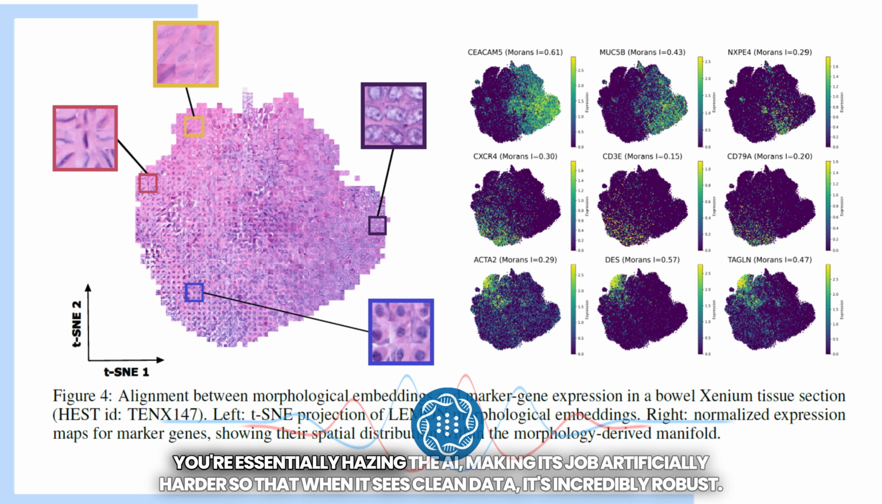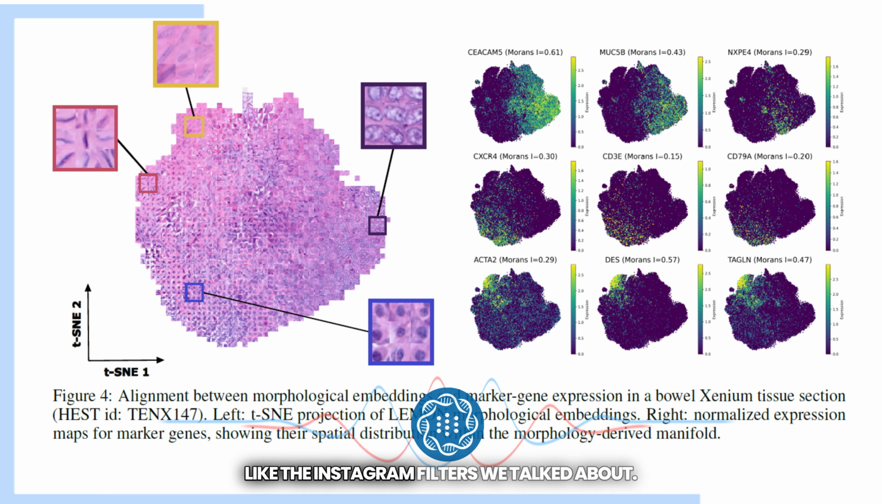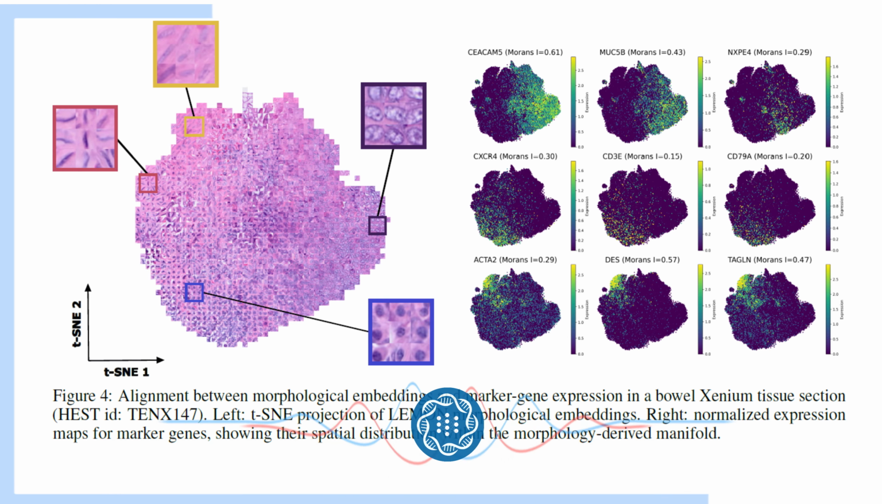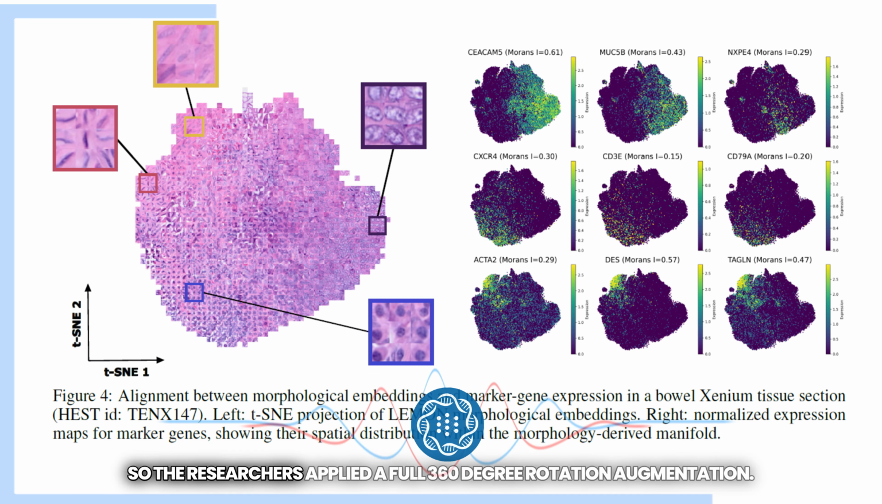You're essentially hazing the AI, making its job artificially harder, so that when it sees clean data, it's incredibly robust. Like the Instagram filters we talked about. Right. With a natural image, like a car, you might flip the picture horizontally to teach the AI that a car pointing left is the same as a car pointing right. Yeah. But a cell isn't a car, it's floating in tissue. There is no right side up. So the researchers applied a full 360-degree rotation augmentation.